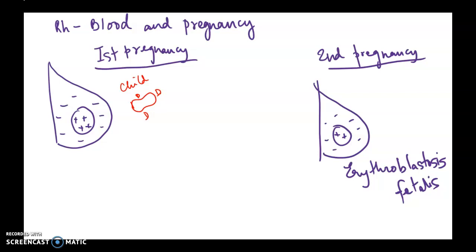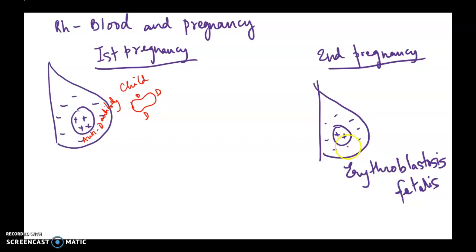However, after the blood gets mixed, the mom's system builds some anti-D antibody in response to the D antigen, and this is called sensitization. The woman gets sensitized to D antigen, so she builds up the anti-D antibody. That's okay for the first pregnancy. However, a serious problem can arise if she gets pregnant again. Let's say the same woman gets pregnant the second time and the fetus is positive.